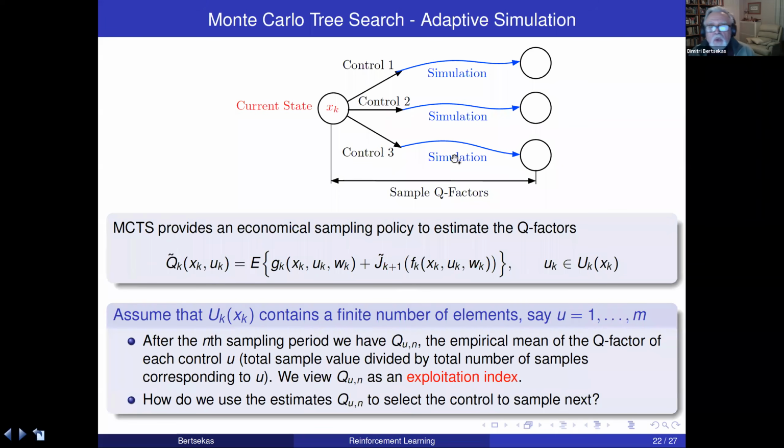So we do the simulation and we get exploitation indexes for these controls. Some of them are going to be high, some of them are going to be low. How do we use these exploitation indexes, the running indices, to select the control that we're going to sample next? That's one of the things that Monte Carlo tree search does. It decides which particular control to explore with simulation.